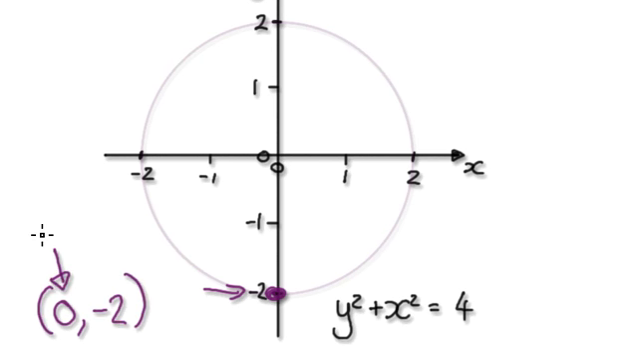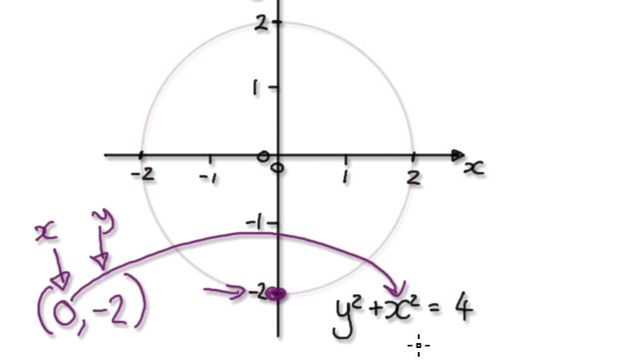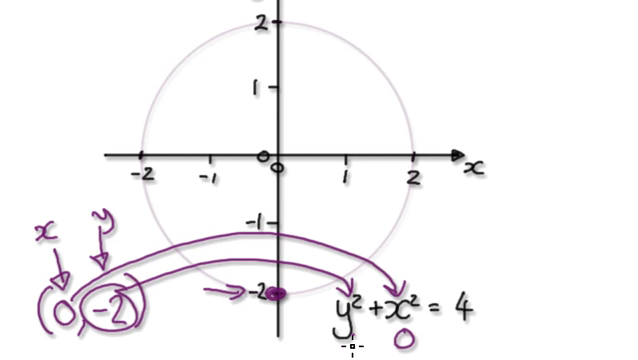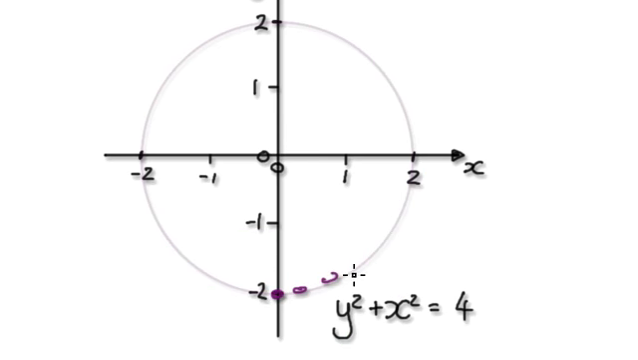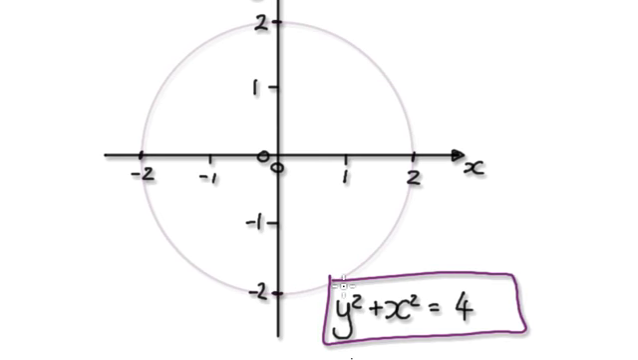Even if you try this point here, which will be 0, negative 2. So this is your x and this is your y. Put this in here, so 0 squared would be 0. This one here, put into here: negative 2 squared will be 4. You see, this does equal 4. So this point here is good. So if you continue the pattern, you will get a circle. That's one way of looking at this equation here.